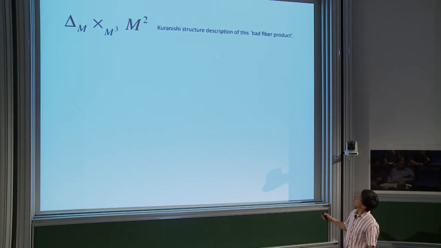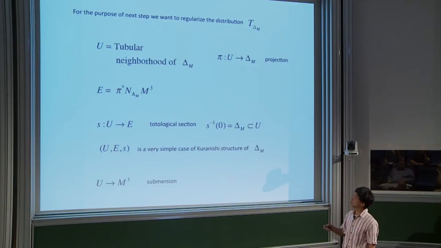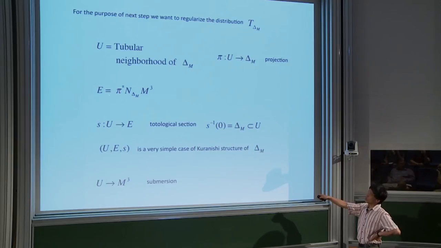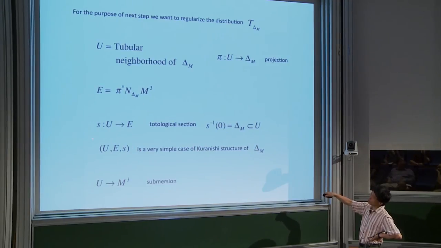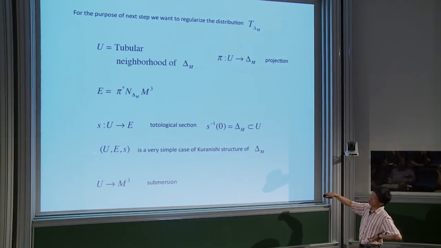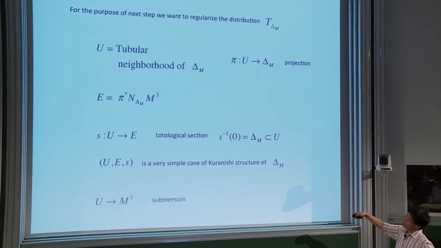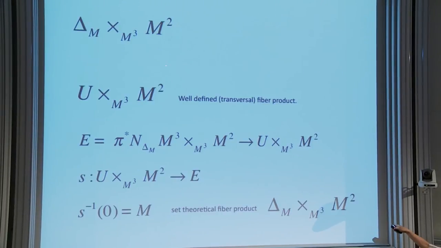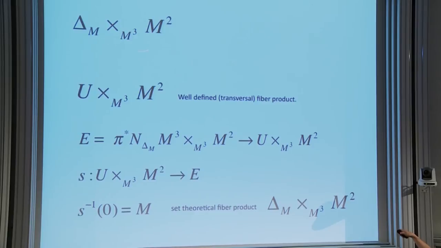And so now, in place of taking this diagonal itself, you take an open neighborhood. So you take this U, the tubular neighborhood of your diagonal, and you take E, that is the obstruction bundle. So you take this triple in place of taking M itself. What's nice is that this U is a neighborhood of the diagonal. Then you can take this fiber product, and it is just a well-defined fiber product.